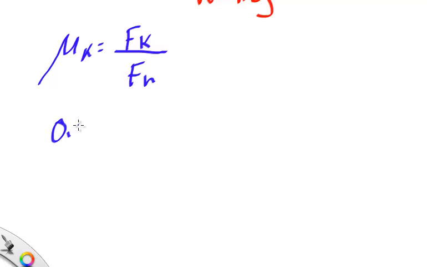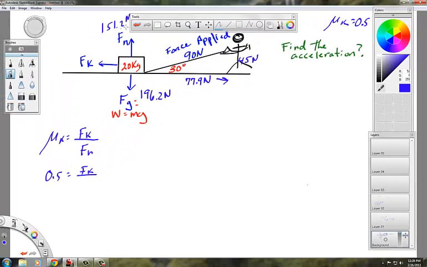So this would be 0.5 equals Fk, which we don't know yet, over the normal force, which we found earlier, which is 151.2 newtons. And of course, to solve for Fk, we multiply 151.2 newtons times 0.5, which is just half of 151.2, and that comes out to be 75.6 newtons. We'll come up here and put that in a pink color so it really sticks out, 75.6 newtons.